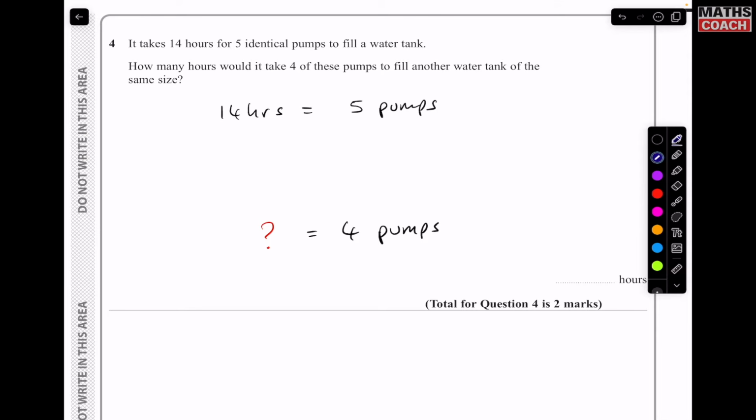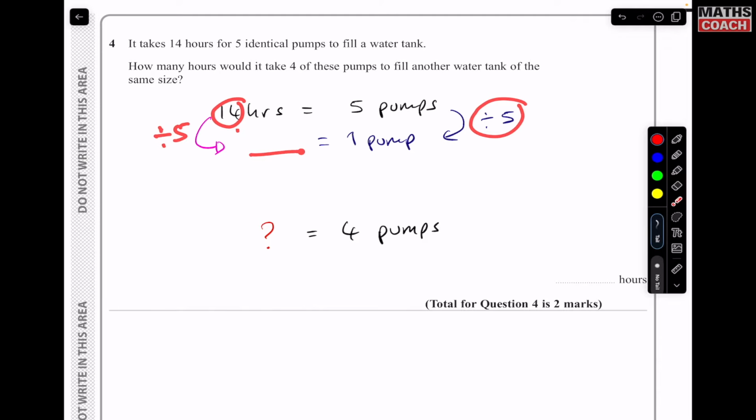So I need to find a way to get down to 4 pumps. So what I could first start off by doing is going to 1 pump. So how do I do that? How do I get 5 to be 1? I divide by 5. On the other side, it's going to be an indirect proportion, because if I divide this by 5, that would be 14 divided by 5, which gives me a smaller number, which I can't have. It doesn't make sense that 1 pump would pump water in less amount of time. This is indirect proportion, so it's going to be the opposite. You're going to be timesing by 5 on the other side. So what's 14 times by 5?